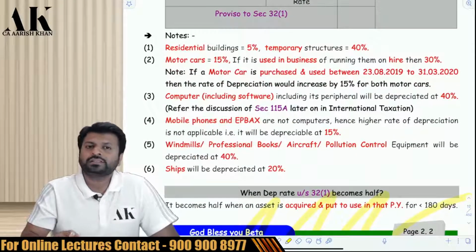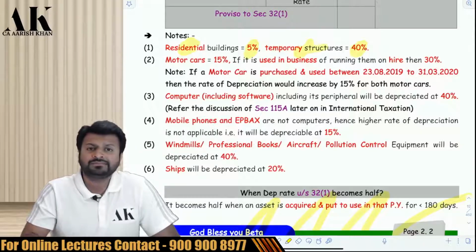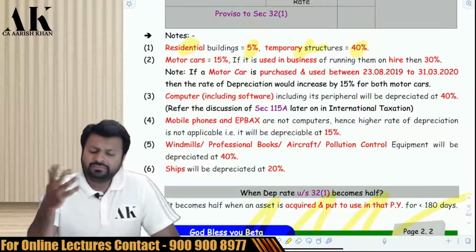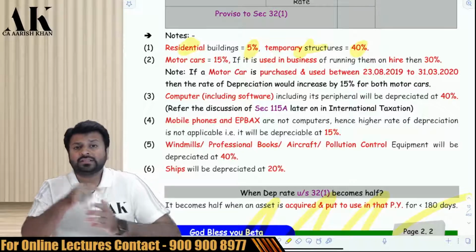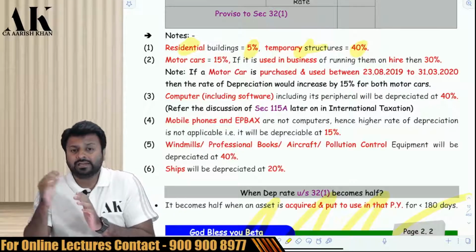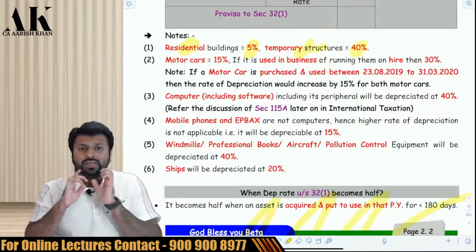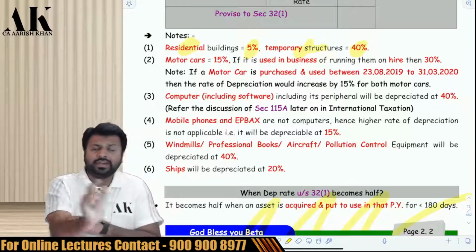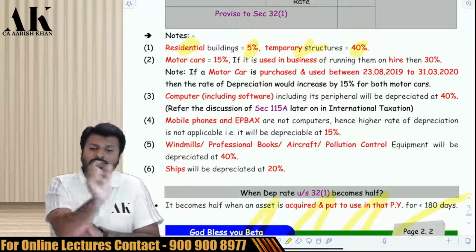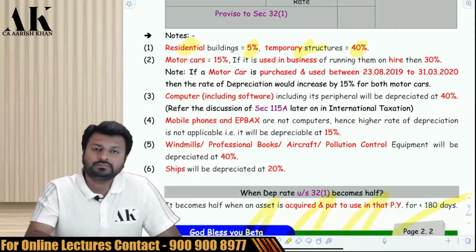For example, building by default is 10%, but if it is a residential building, it is 5%. If it is a temporary structure, then it is 40%. Motor vehicle by default is 15%, because motor vehicle is classified as plant and machinery. But if a motor vehicle is in the business of running them on hire, then it is 30%. In that also, if a motor vehicle is purchased between 23rd of August 2019 to 31st of March 2020, and it is put to use in that period, then you will get 15% extra depreciation.